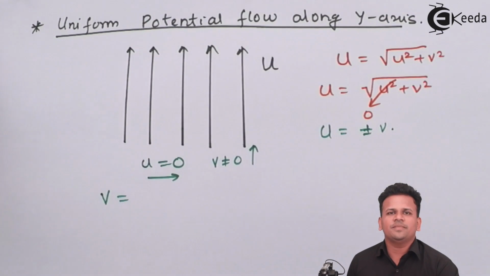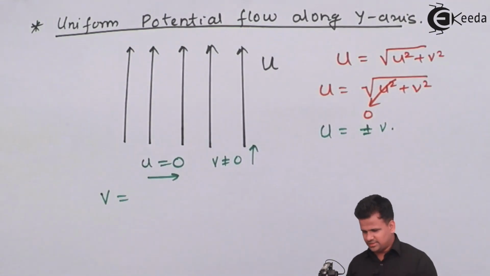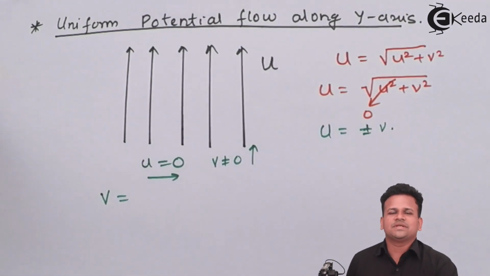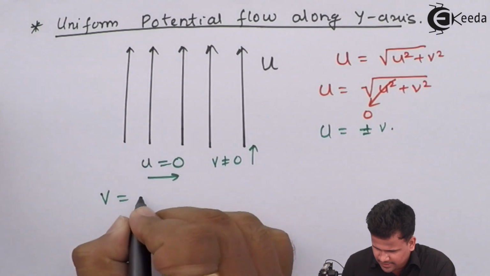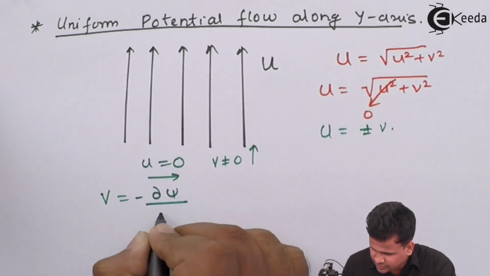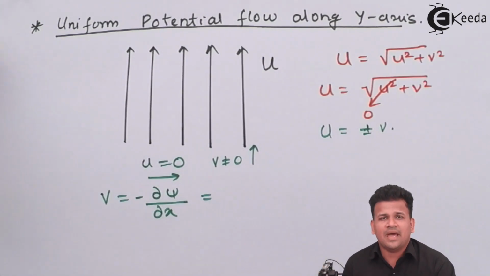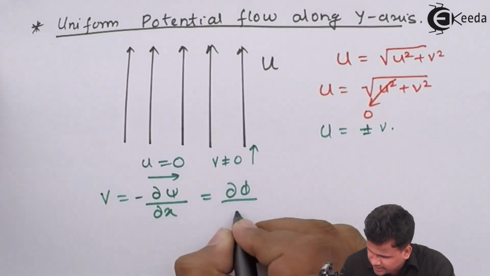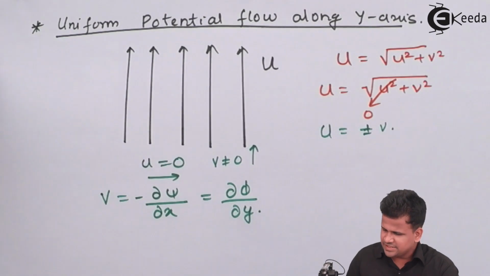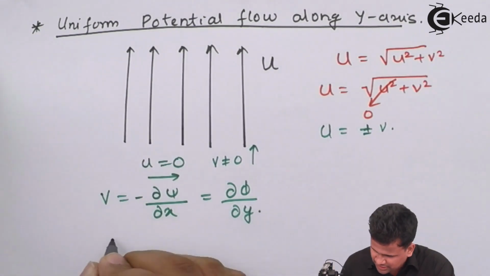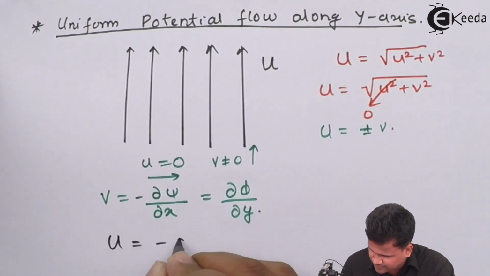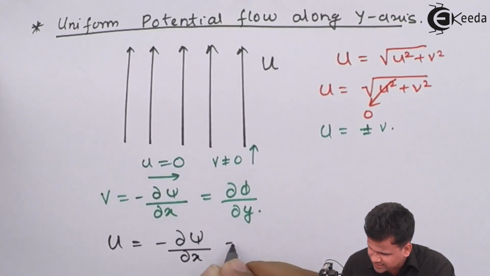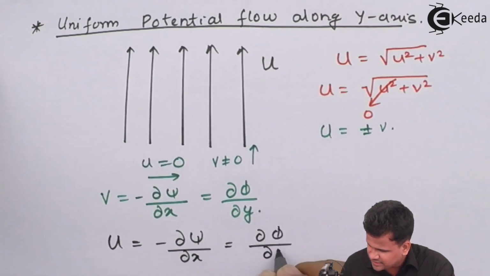Now v, according to the definition of streamline function and velocity potential function, can be written in the form of the streamline function as minus of d psi by dx, and in the form of the velocity potential function as dou phi by dou y. So now since capital U is equal to v, this can be written as U equals minus of dou psi by dou x and equals dou phi by dou y.